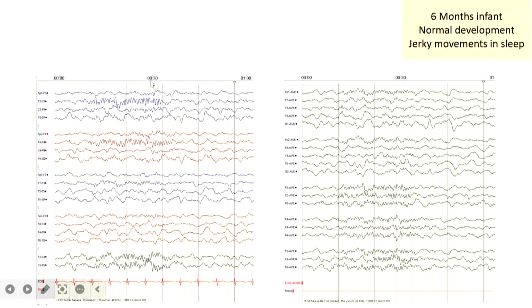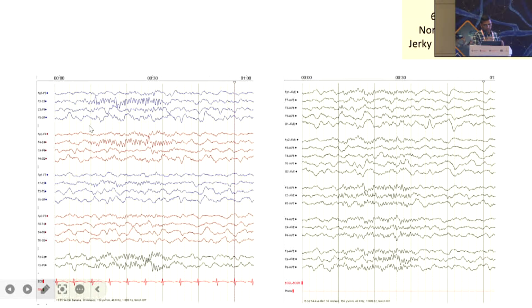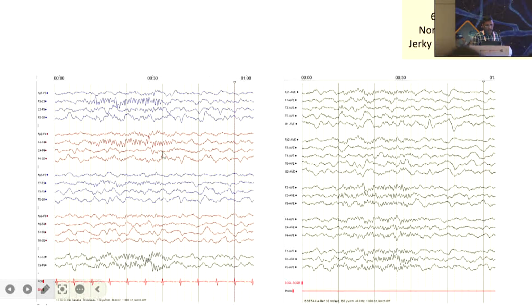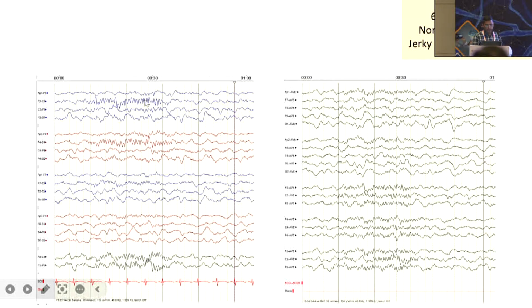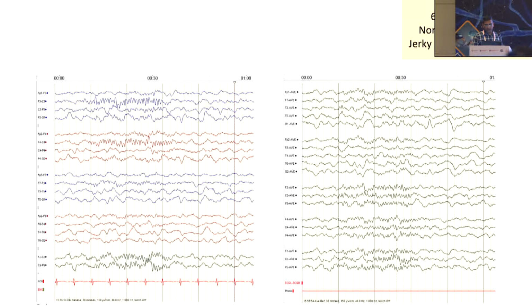The other thing is you can have spindles which look a little spiky, right? In an older child, we have seen some of these rhythms look like mu rhythm, right? Like spiky phase on one side, other blunted morphology on the other side. But this is normal for infant spindles.